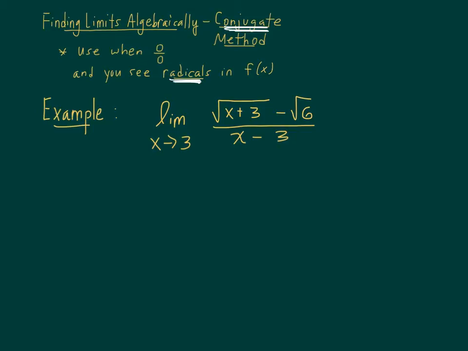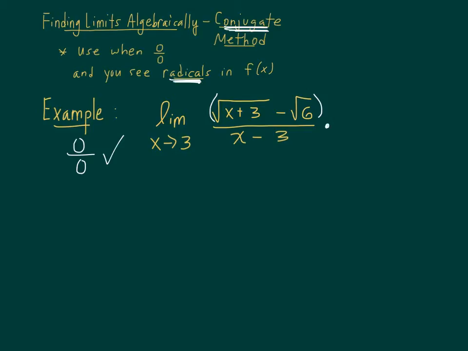So first of all, in our example here, if we were to plug in 3 into this and very carefully simplify it, you would get 0 over 0. So expect that in a lot of these limit questions. Notice in our numerator we have two terms: the square root of x plus 3, then minus, and our second term is radical 6. So you have a binomial here. Notice there's a radical in it. You don't have to see radicals in both parts, but at least one part.